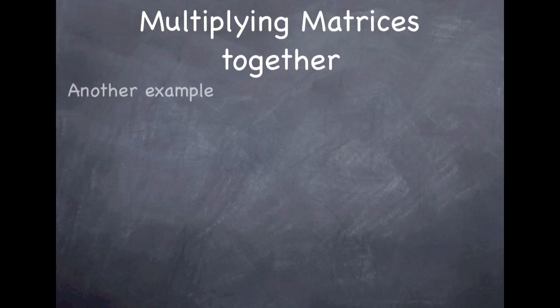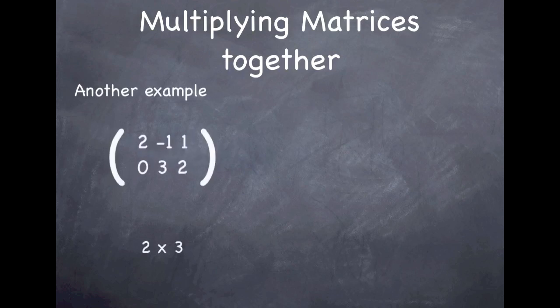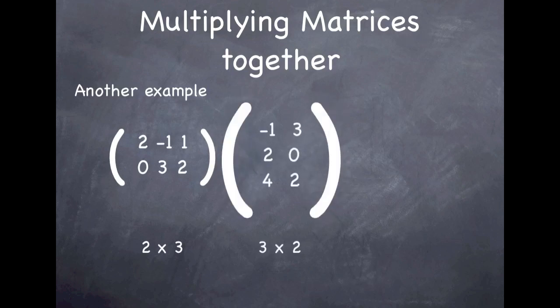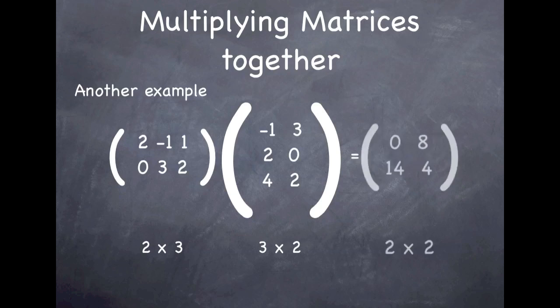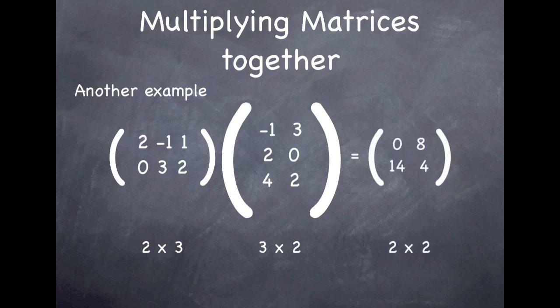Here's another example. This is a 2x3 matrix. If you multiply it by this 3x2 matrix, it equals this 2x2 matrix. So you see the first row, if you take some time to get some note paper or something, you work out 2 times minus 1 plus minus 1 times 2 plus 1 times 4 is 0. It's minus 2 plus 4 is 0.